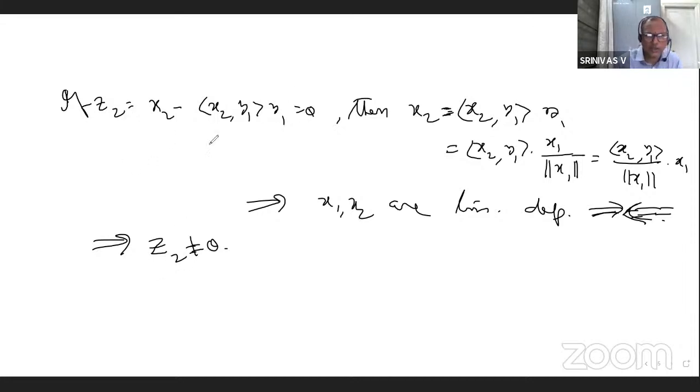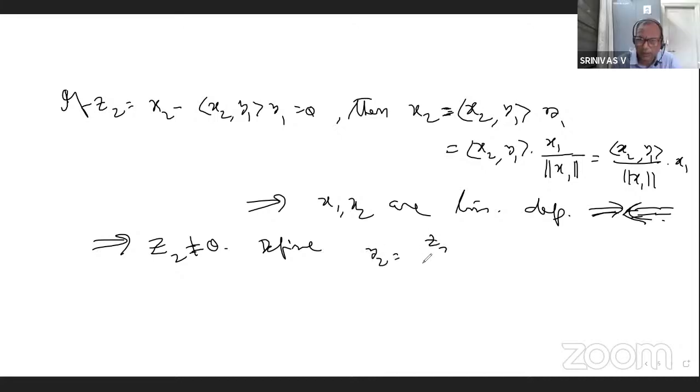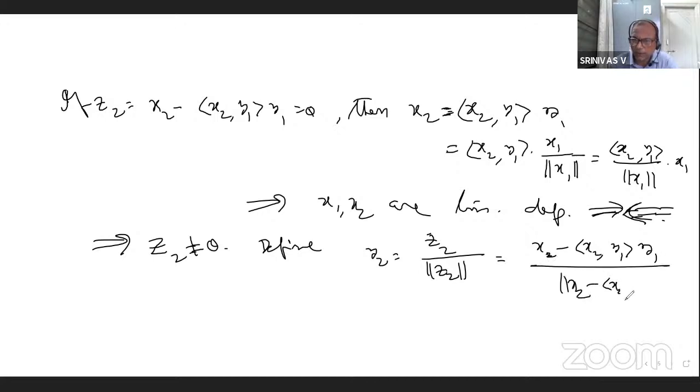Once it is non-zero, you divide this vector by its size. So define y2 equal to z2 by norm z2. This is your y2. What is z2? It is x2 minus the inner product of x2, y1 into y1, divided by the norm of x2 minus the inner product of x2, y1 into y1. You define a unit vector out of this. You divide this by its size, you get a unit vector.